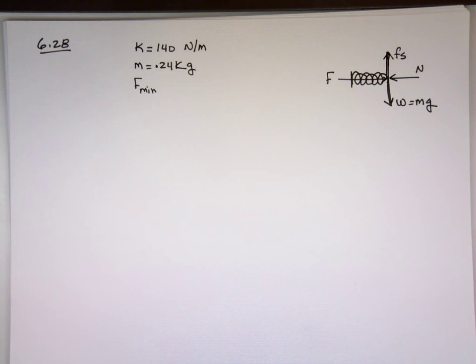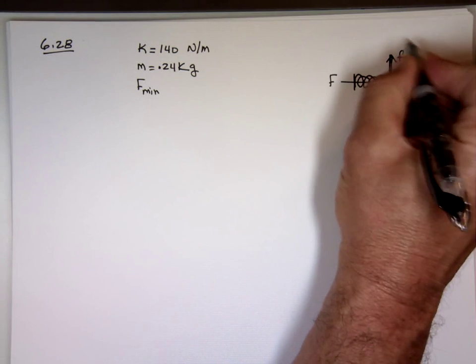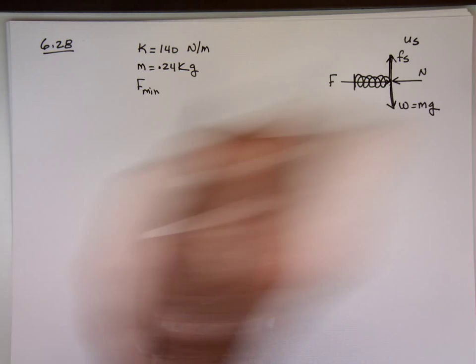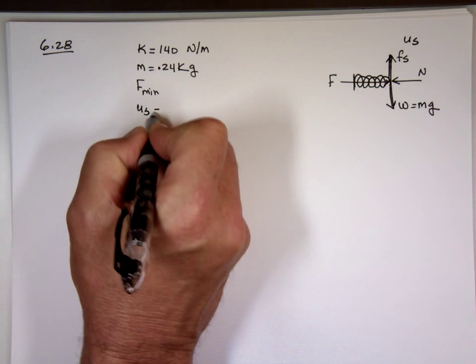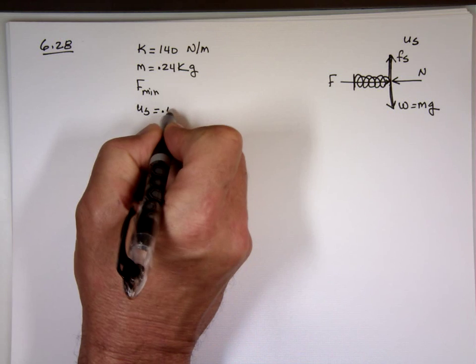So let's write what we know. We know the coefficient of friction between the block of wood and the wall. That's mu s here. I'll put it here. Mu s equals 0.46, I think. Yep.